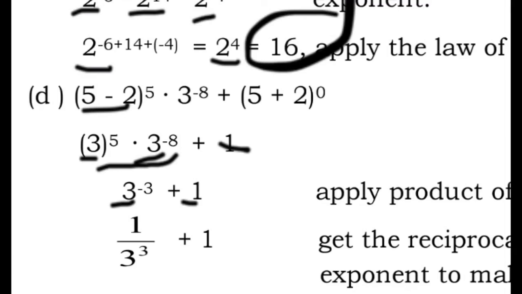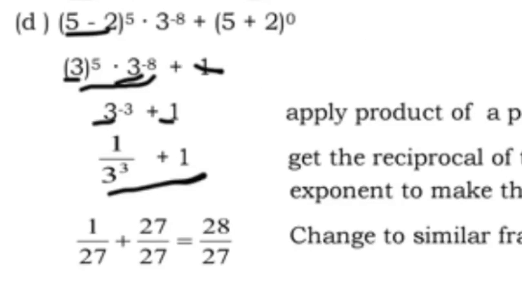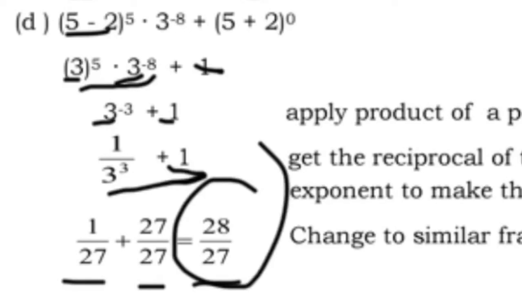Then 3 to the power of negative 3, we have a negative exponent. So this will be equal to 1 over 3 cubed plus 1. Then 1 over 3 cubed. So 3 cubed is 27. So you're going to have 1 over 27 here. And we can express 1 as denominator 27. So 1 is equal to 27 over 27 to make the two similar. So they are now similar here. So just copy the denominator 27. Then 1 plus 27 is 28. So our answer here will be 28 over 27.